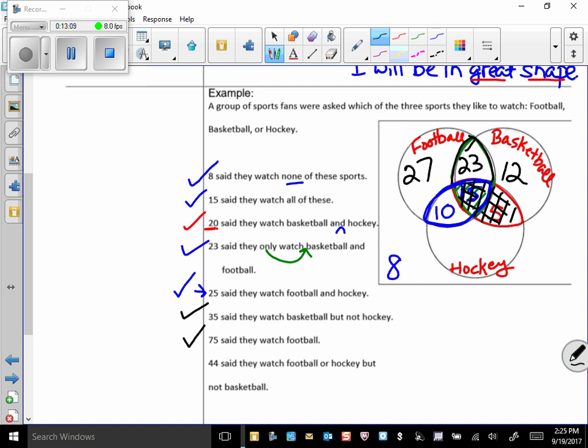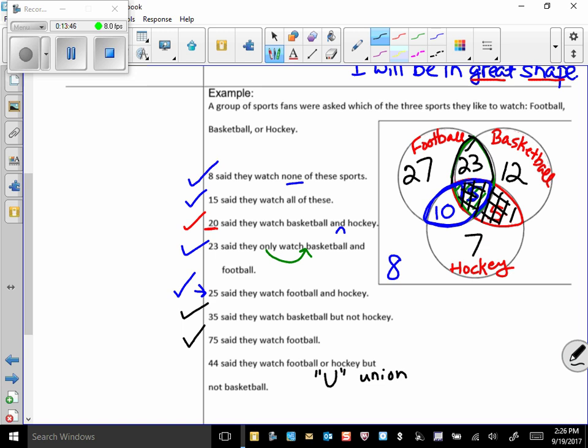And finally, 44 say they watch football or hockey, but not basketball. Remember, or is that little figure right there? And remember what that is? That's the union. Remember the and is intersection. So 44 watch football or hockey. So that means I have to take into account everything that's in the football or the hockey circle, but not basketball. So when I take all those numbers, that's going to give me a 7 right there.